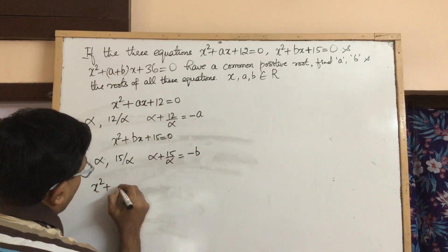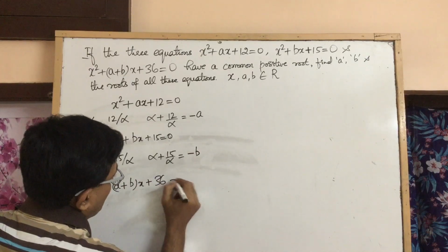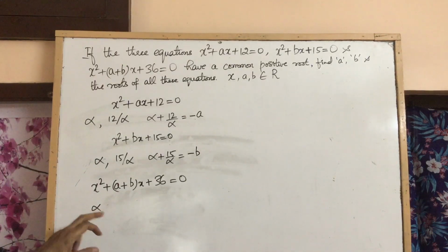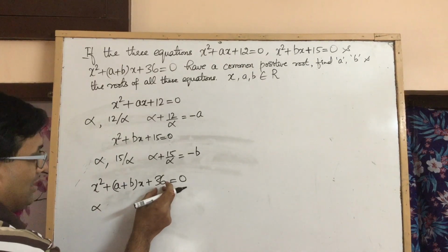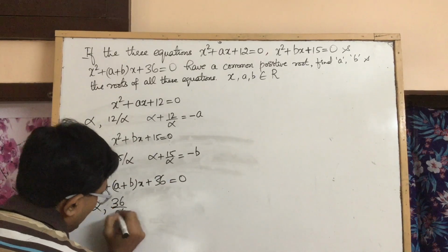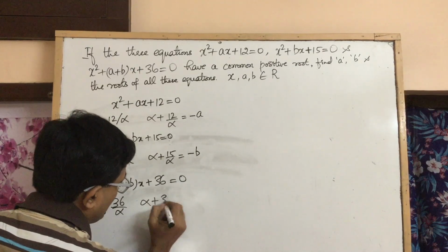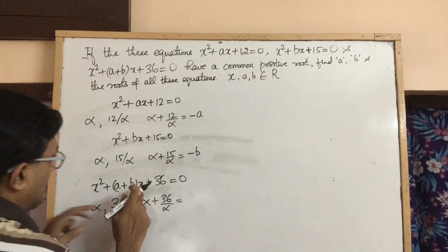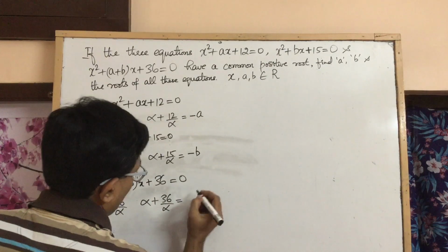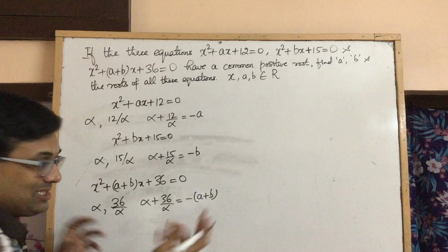X squared plus (a plus b) times x plus 36 is equal to 0. As we have assumed that alpha is the common root, alpha would be one root. Again, the product of the two roots of this quadratic equation would be 36 divided by 1, so the other root would obviously be 36 divided by alpha. And the sum of these two roots would be alpha plus 36 divided by alpha, which should equal negative of the x coefficient divided by the coefficient of the x squared term, which is minus of (a plus b) divided by 1, which is minus (a plus b).